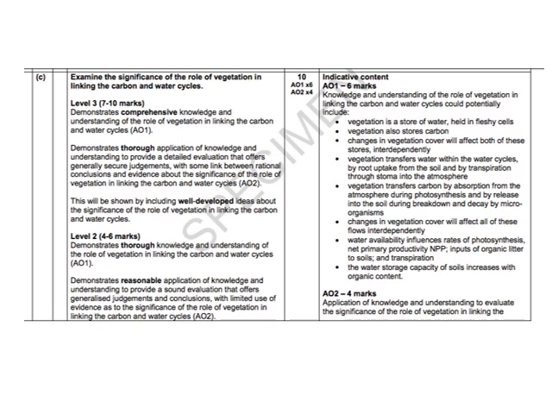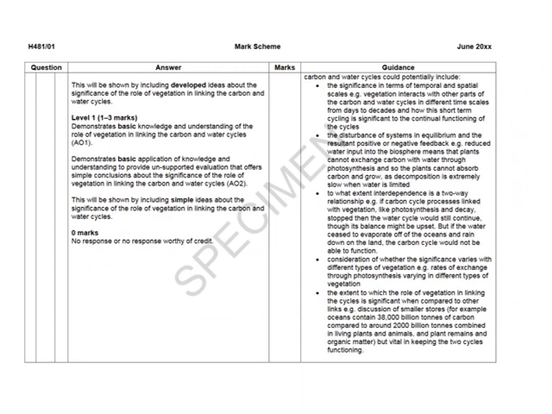And then also looking at the transfers of water through transpiration and transfer of carbon through photosynthesis and respiration and the impacts of that. And then the AO2 comes in from evaluating the significance of the role of vegetation. How important is it? So having a look at how the disturbance of systems in equilibrium. So reduce water into the biosphere means the plants can't exchange carbon through photosynthesis.